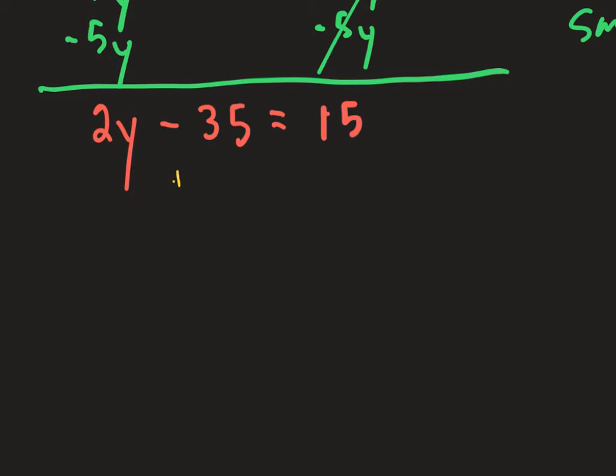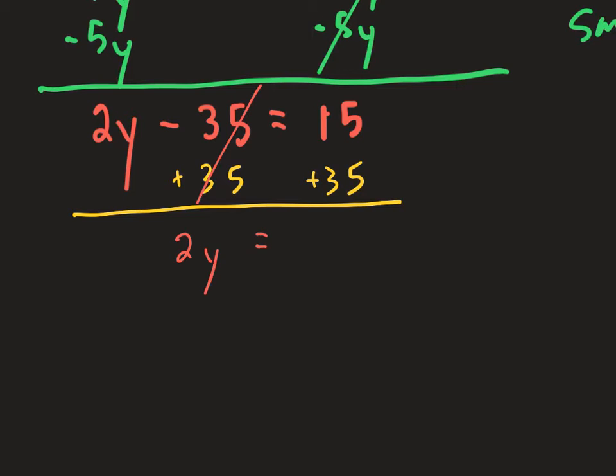Continue to solve that, add 35. Two y on the left equals 50, and then divide by 2. Y equals 25.